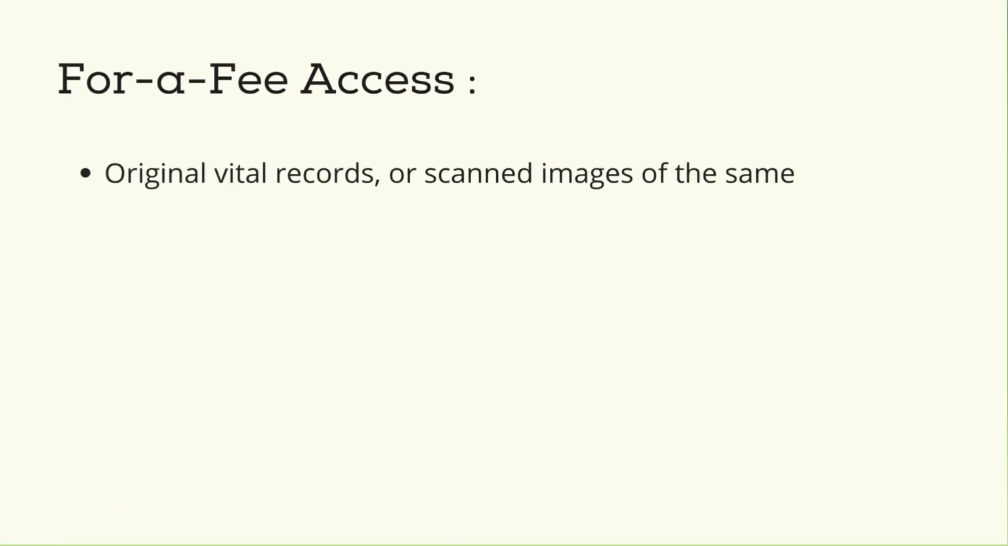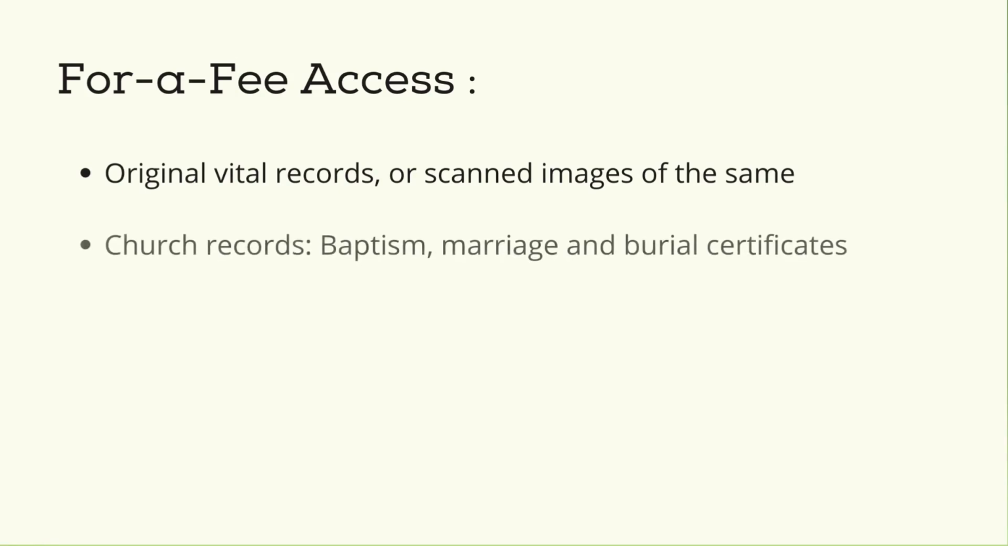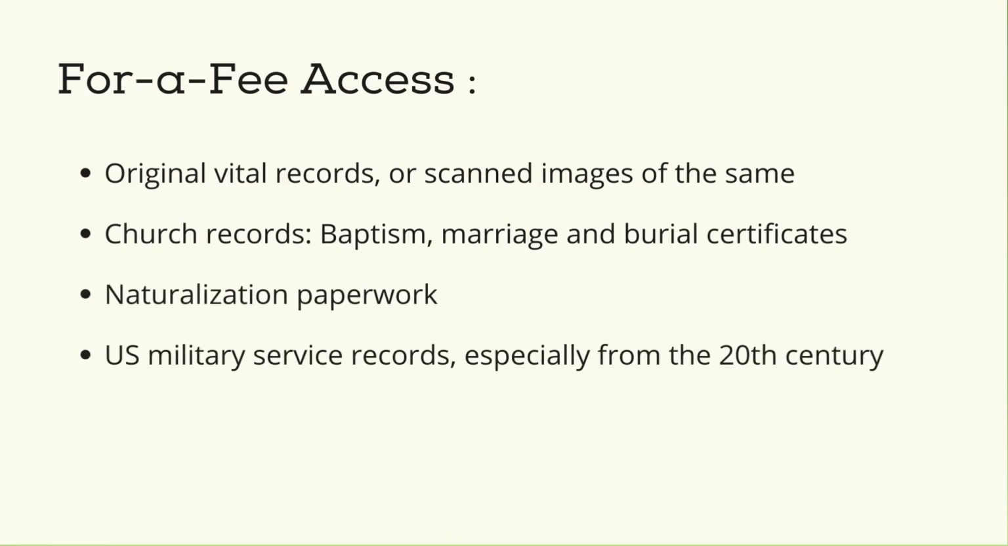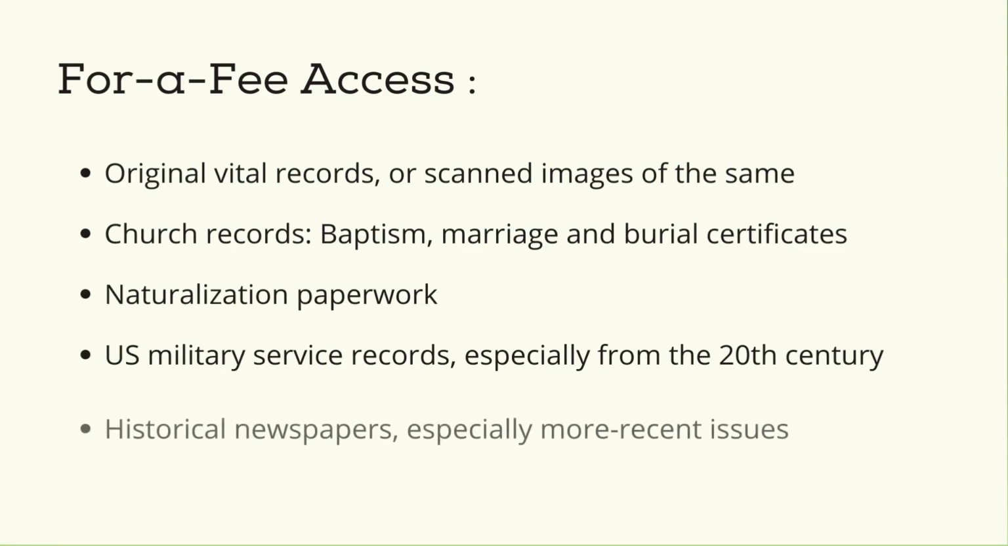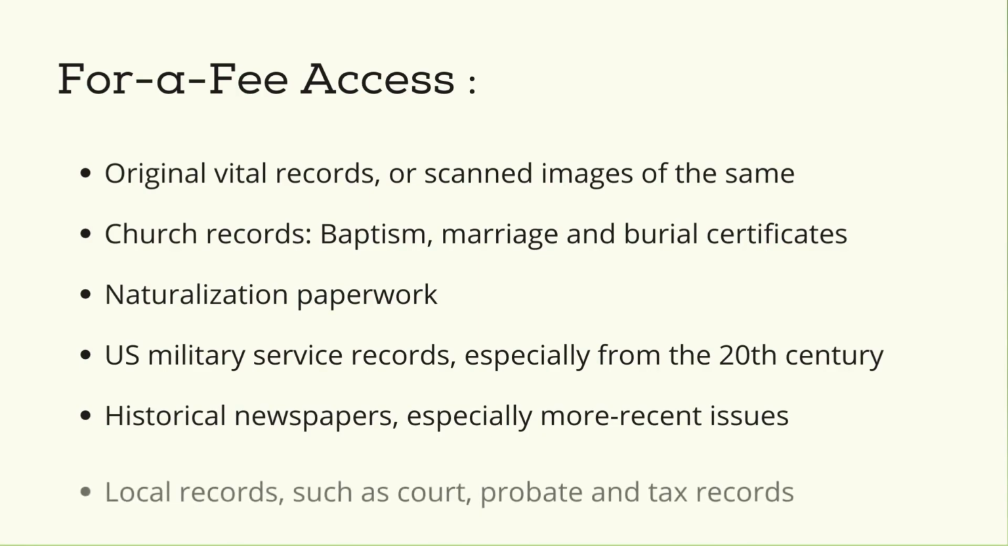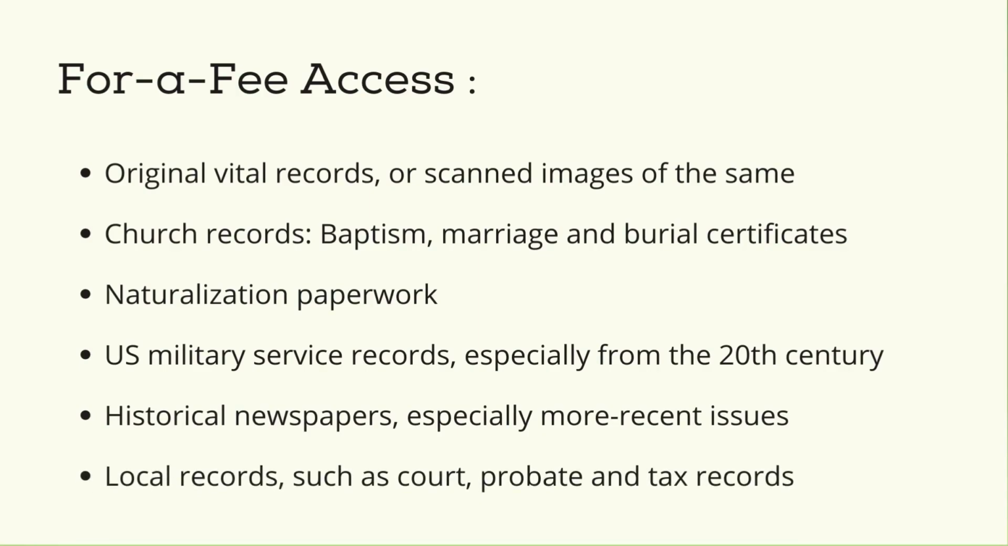On the other hand, the records that usually come for a fee include original vital records, so birth, marriage, and death records, or scanned images of them, church records, including baptism, marriage, and burial certificates, naturalization paperwork, U.S. military service records, especially from the 20th century, historical newspapers, especially more recent issues, and local records such as court, probate, and tax records.